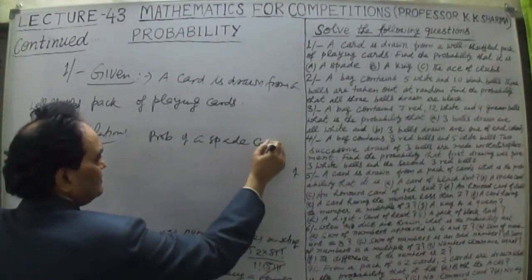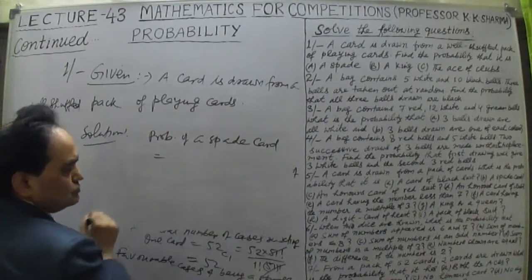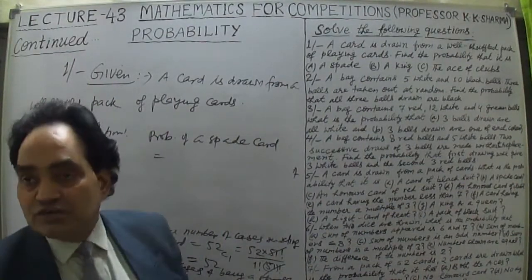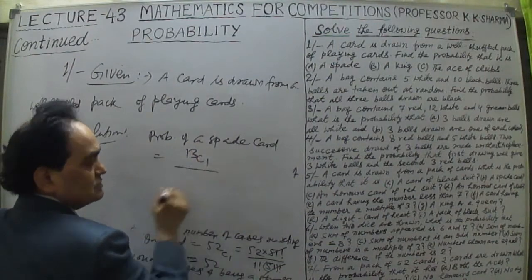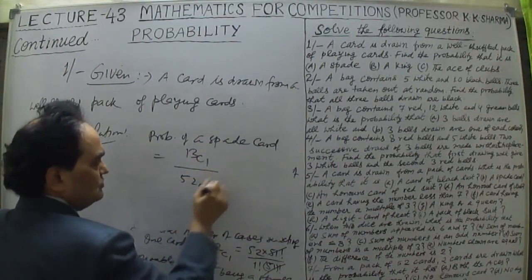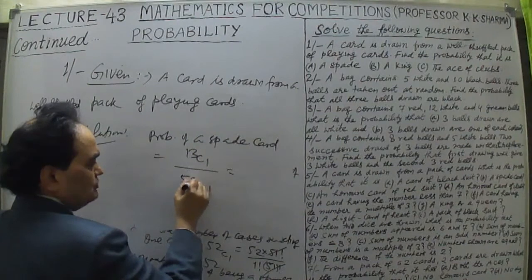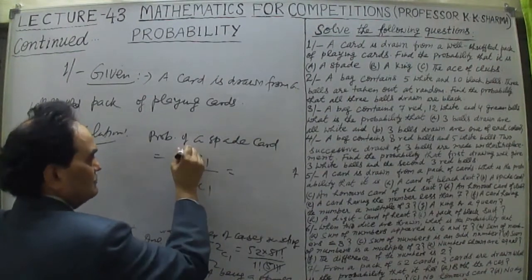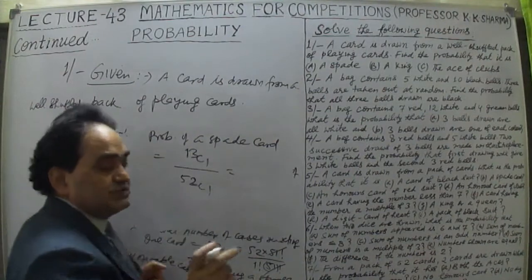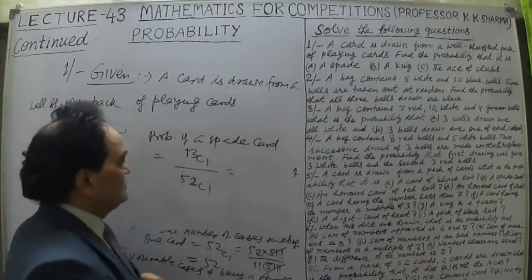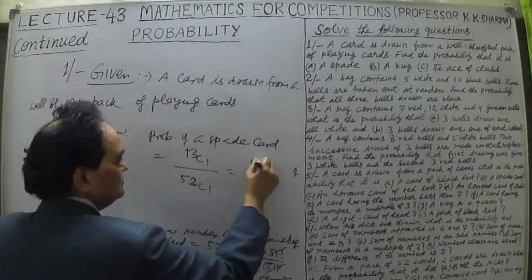The probability of a spade card: spade cards are 13. So favorable cases are, out of 13 we have to select one. Total number of cases is 52C1. And favorable cases are 13C1, because 13 spade cards are there. Right? So spade cards, this is 13 only.